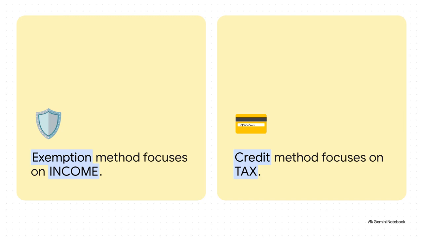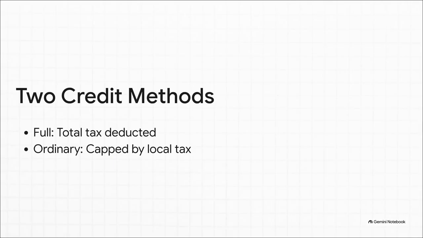On the flip side, the credit method focuses on the tax. The income is still taxable back home, but the tax you already paid abroad gets credited against your local tax bill. So exemption shields the income, while credit shields you from paying the tax twice. And the credit method breaks down even further into 2 types. You've got full credit, where every single cent paid in the source state is fully deducted. But you really need to keep your eyes peeled for ordinary credit problems in your exams.